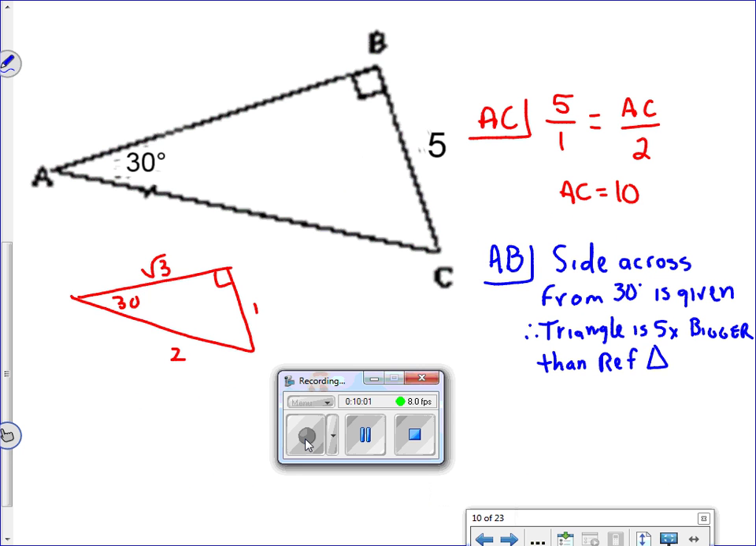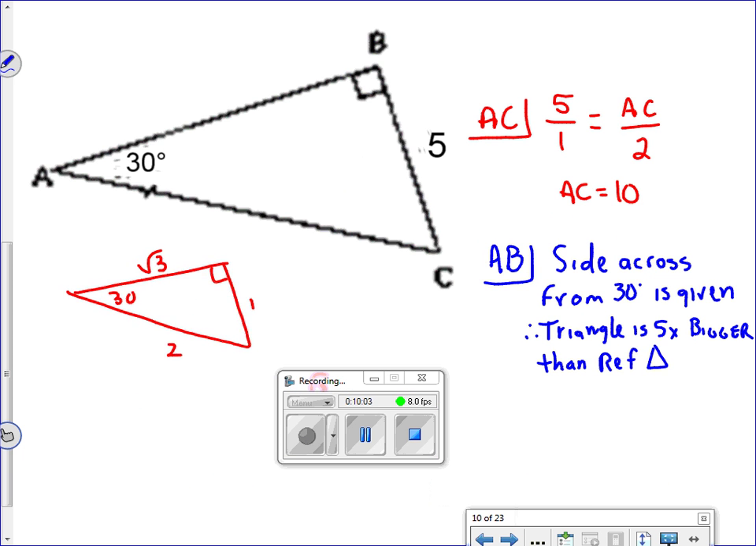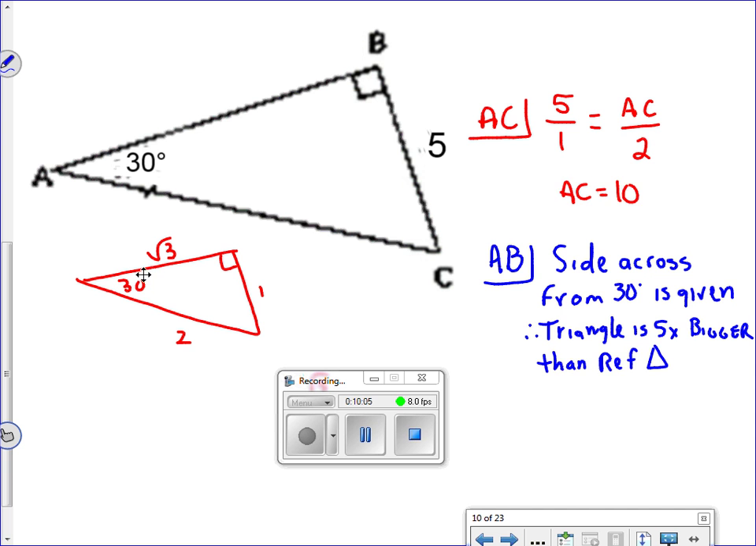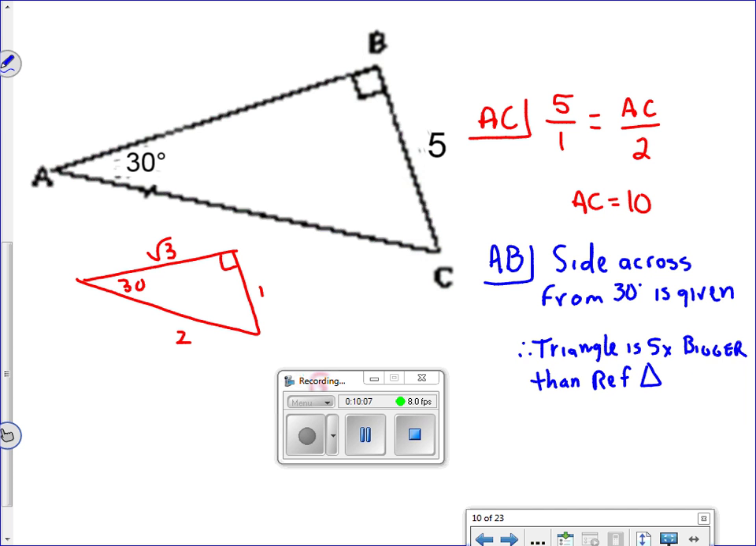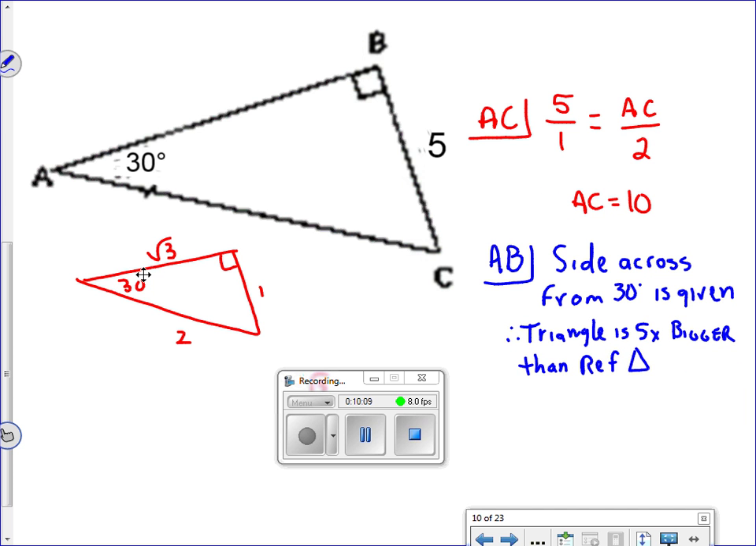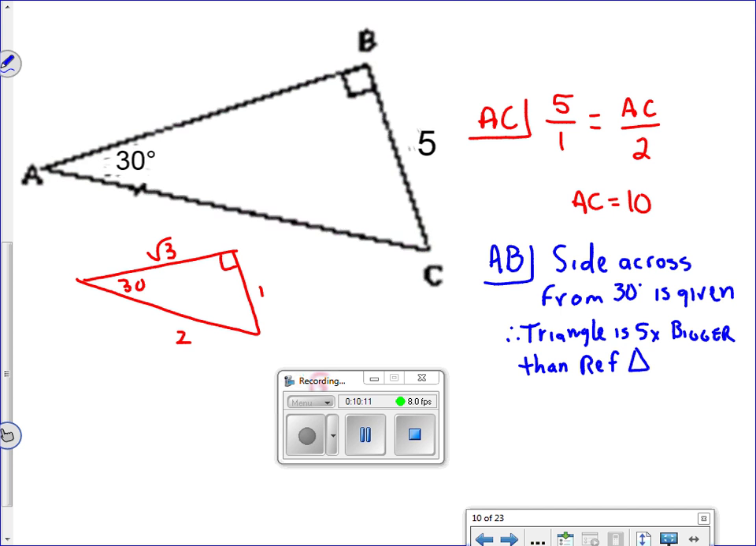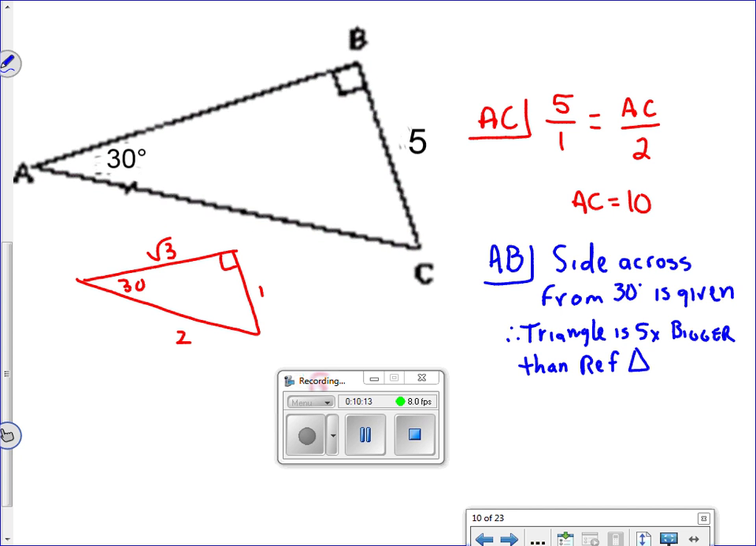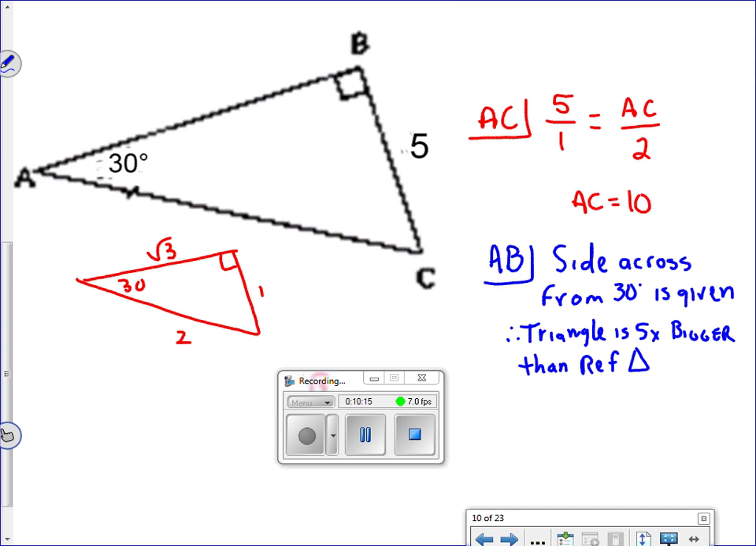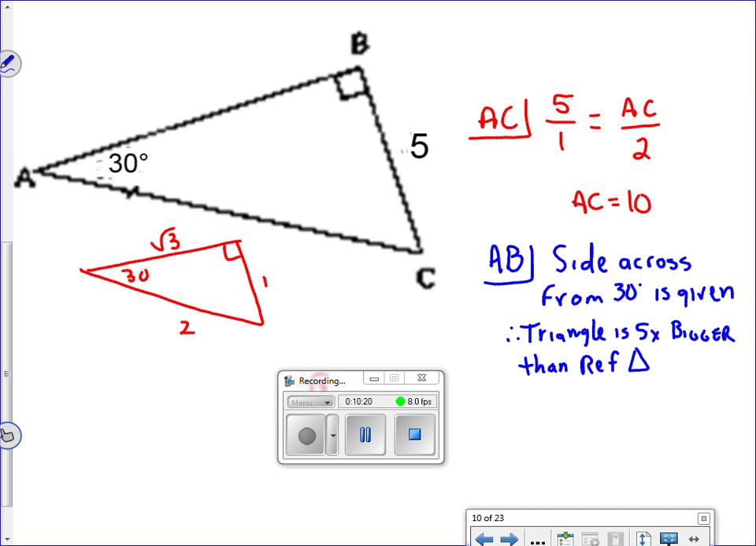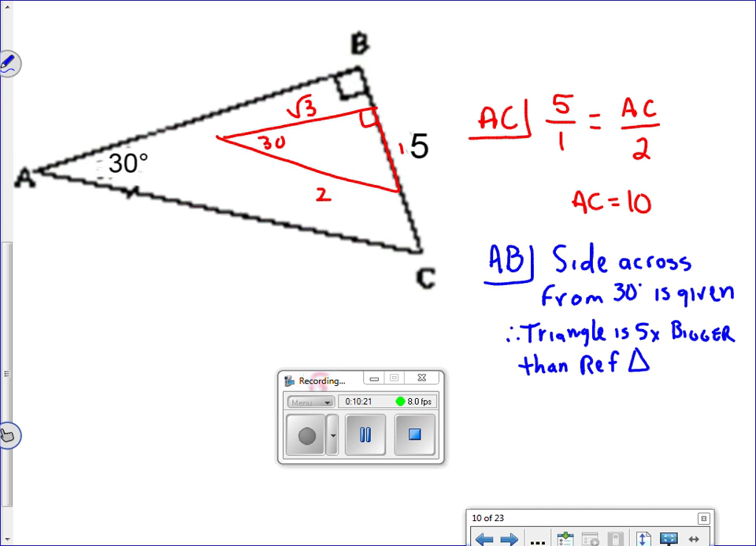All right, so you should have drawn your reference triangle. AC ends up being 10. Here's a cool thing, I'm starting to see a pattern. Since the side that was given was the 5, across from the 30, right? You look at it, it's opposite the 30. That one tells me that the 5 and the 1 go together, right? Because they're in the same perspective.